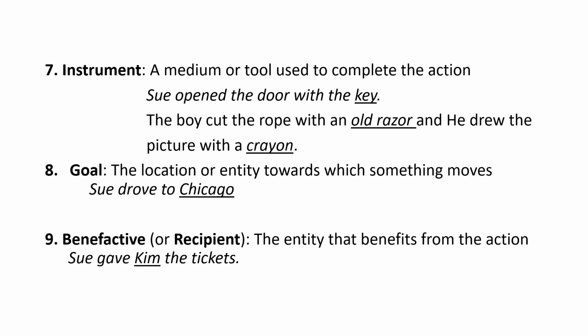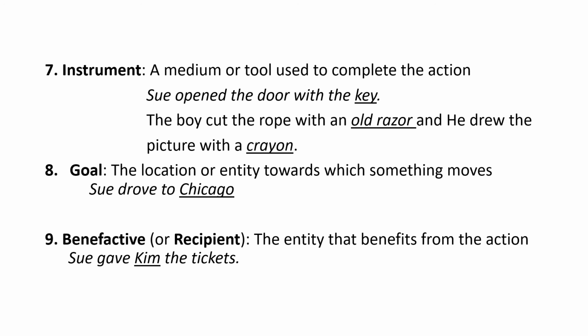Next there is the goal, the location or entity towards which something moves. She drove to Chicago. So the purpose of our actions, or in which a location or a place is used. She drove to Chicago, she drove to America, he drove to Australia, they drove to Pakistan. So these are some locations, or we can say things toward which an action is performed, location-wise or place-wise.